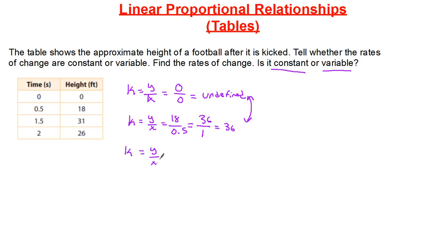We have y over x, which is 31 divided by 1.5. All right, so if I want to go ahead and simplify this, this will simplify down to about 20.66. So 20.66, and as you can see, that's different from that. And then our last one is going to be y over x, which is 26 over 2. So divide by 2, divide by 2, 13 over 1. All right, you can clearly see all of these are different. So this is going to be a variable rate. So it's not a constant of proportionality. This situation is not proportional at all. And that's basically it.